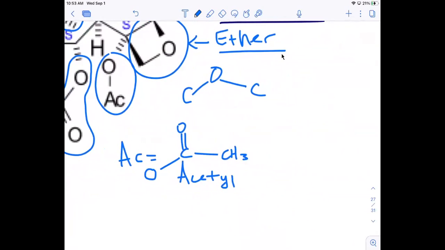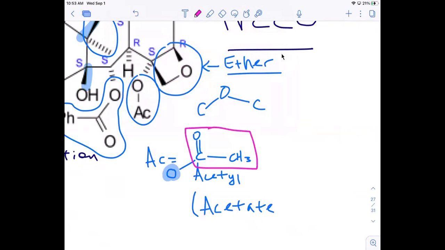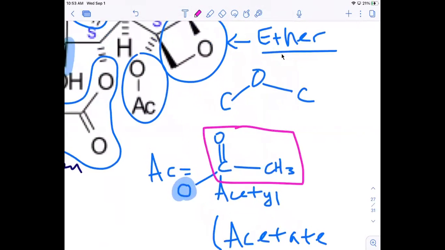I don't kill animals. All right, so it's an acetyl group, but when it's bonded to oxygen, we call it an acetate. But at any rate, what type of functional group is that? If it has an oxygen here and then a carbonyl right next door to it. Ester. It's an ester. Good. Excellent.